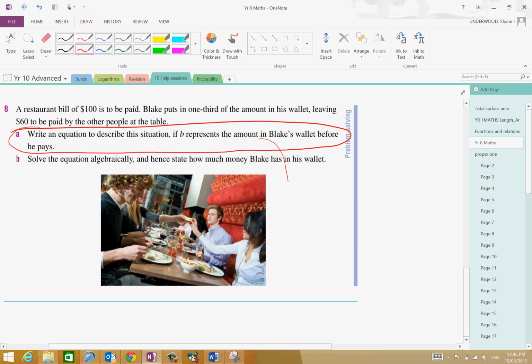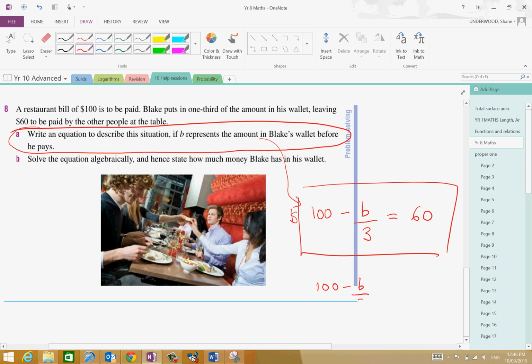All right. So what we've got is for this one, this is a tricky one. We've got $100 to be paid. But what has he done? He's put 1/3 of the amount in his wallet. So what we're going to say the amount of the bill is what? B? And we're going to say $100 minus B over 3 is equal to what? 60. We've now set up an equation, and that's going to be in dollars. Let's do it. 100 minus B on 3 is equal to 60.